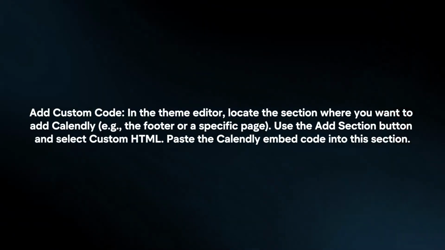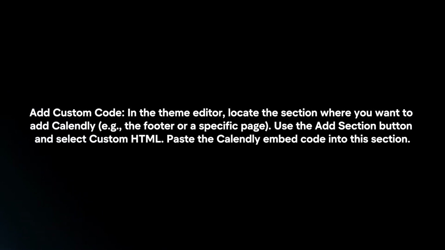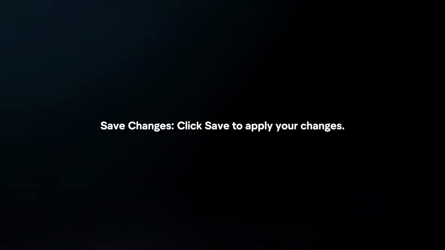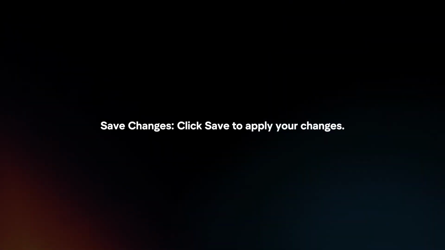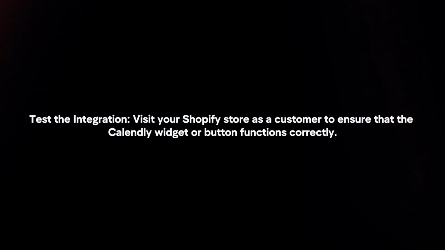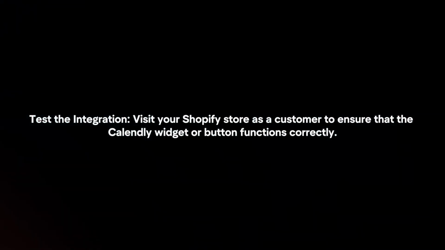Use the Add Section button and select Custom HTML. Paste the Calendly embed code into this section. Save changes. Click Save to apply your changes. Test the integration. Visit your Shopify store as a customer to ensure that the Calendly widget or button functions correctly.